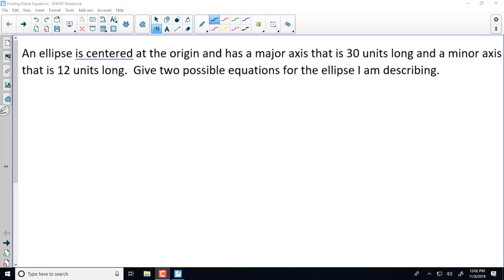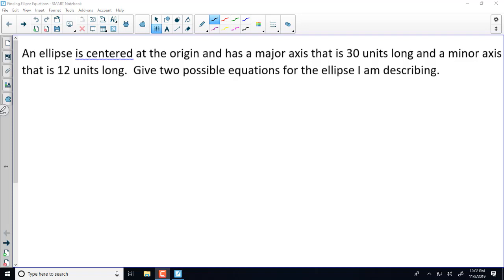Thanks for joining me. We're going to talk a little bit more about the ellipse in this video. So for our first exercise here, an ellipse is centered at the origin, like they always are in Math 121, and has a major axis that is 30 units long and a minor axis that is 12 units long. Give two possible equations for the ellipse I am describing.